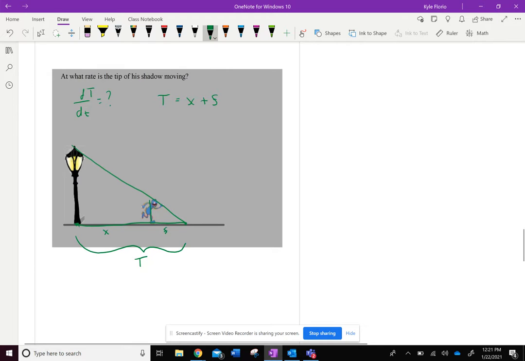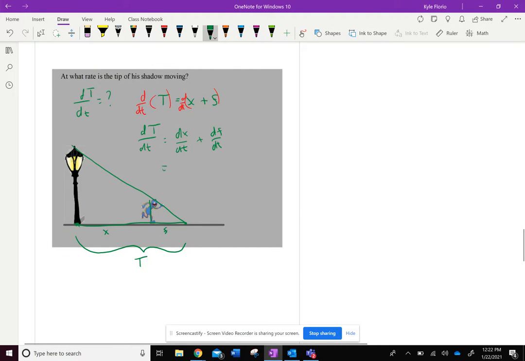Now, if I just take the derivative of both sides with respect to time, we get the rate of change of the distance of the tip of the shadow to the light pole over time. The derivative of x is just dx/dt and ds/dt. So the rate of change is just the rate of change of x plus the rate of change of s.